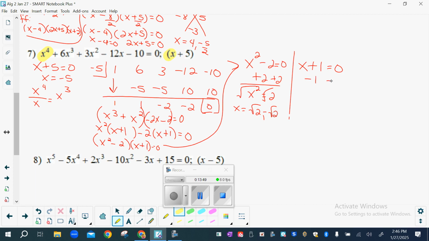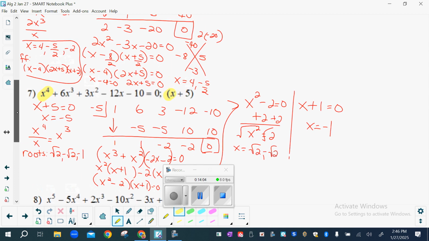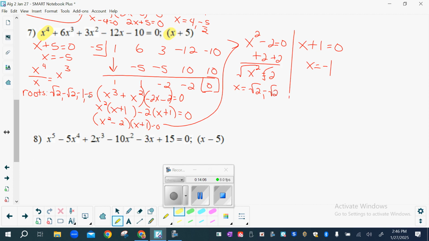And then x equals negative 1 here. So my roots are square root 2, negative square root 2, negative 1, and negative 5. Does it make sense where that negative 5 comes from?